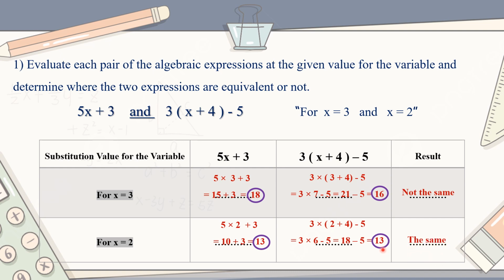But we have a different case here. At x equals 3 they are not the same, and at x equals 2 they are the same. So they are not equivalent expressions.